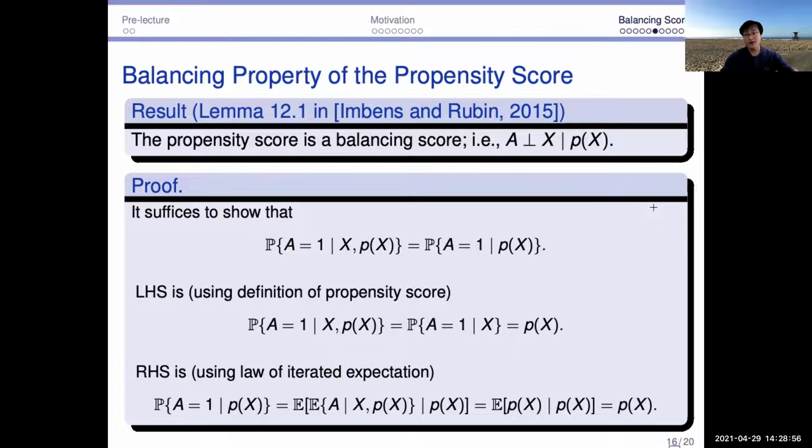Now, in this proof, there's nothing special about A being the treatment or X being the covariate. You can have this kind of result for general random variables. You can try to write a version for general random variables, but it just happens that this is the most useful one for our purpose, for the matching.